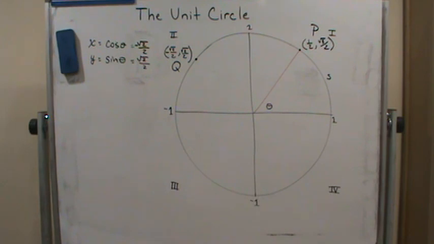So that's how you would represent point Q in terms of cosine theta and sine theta.